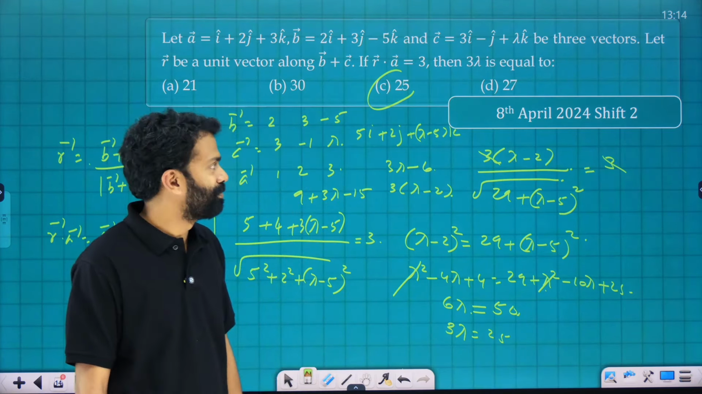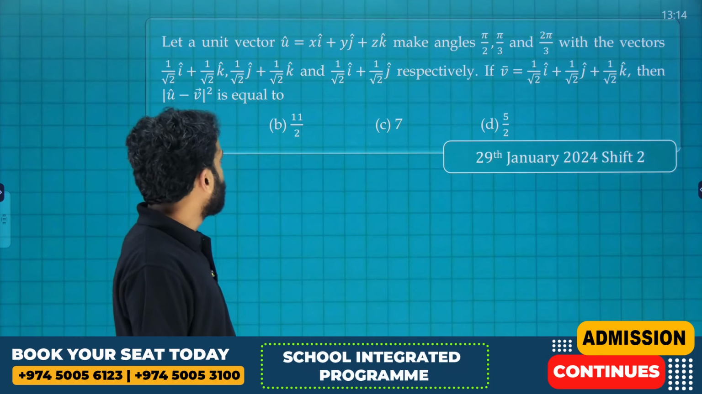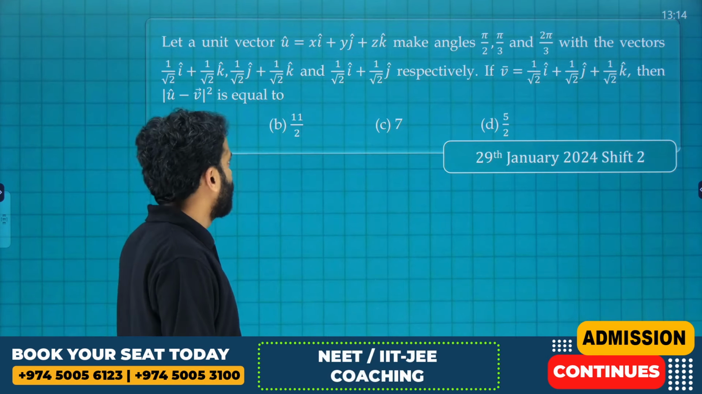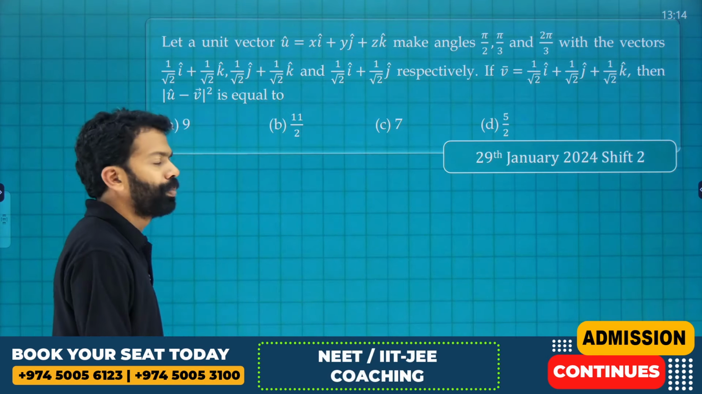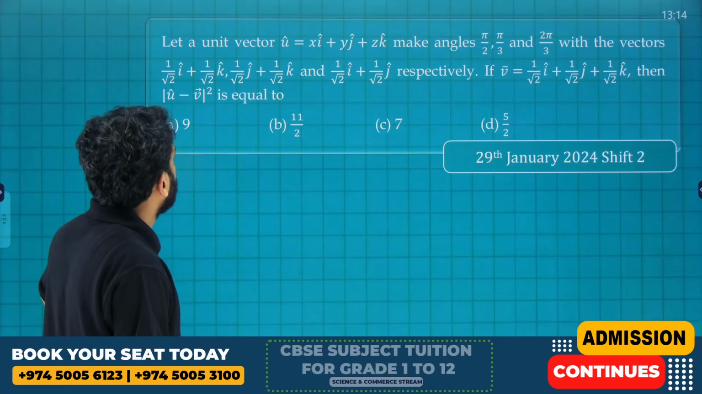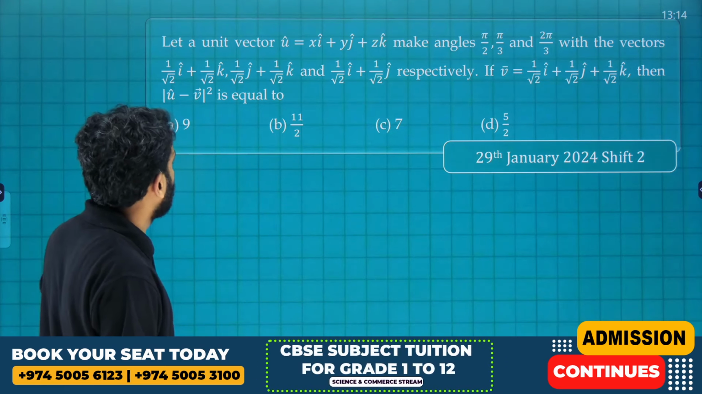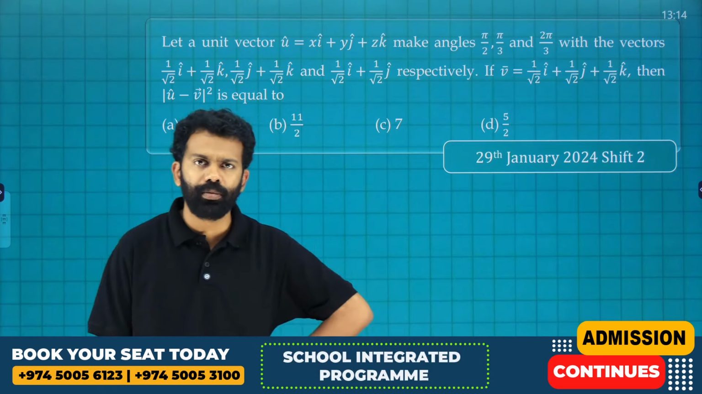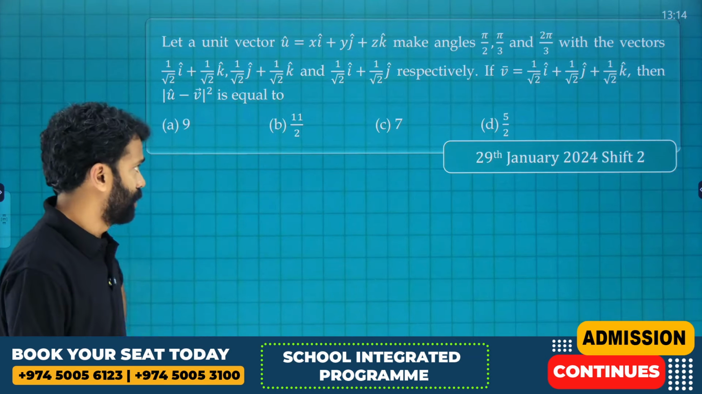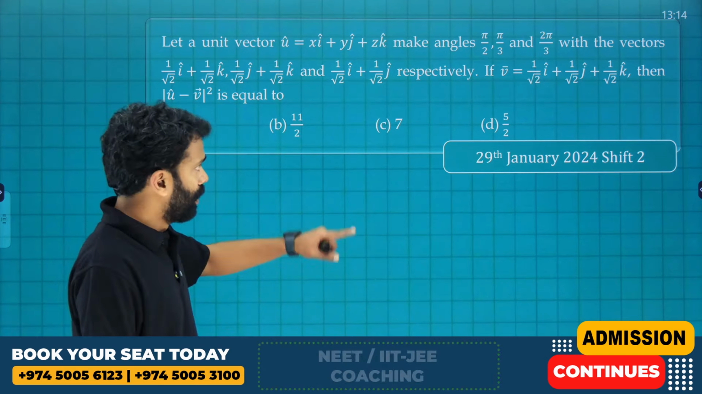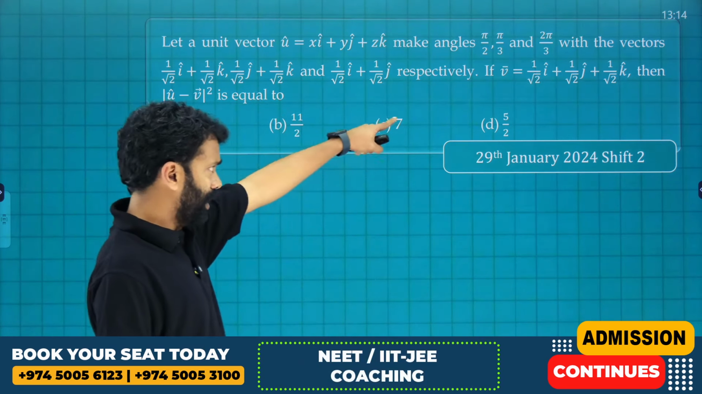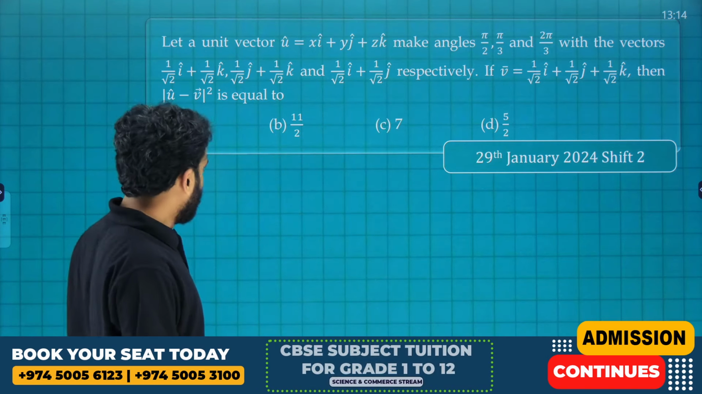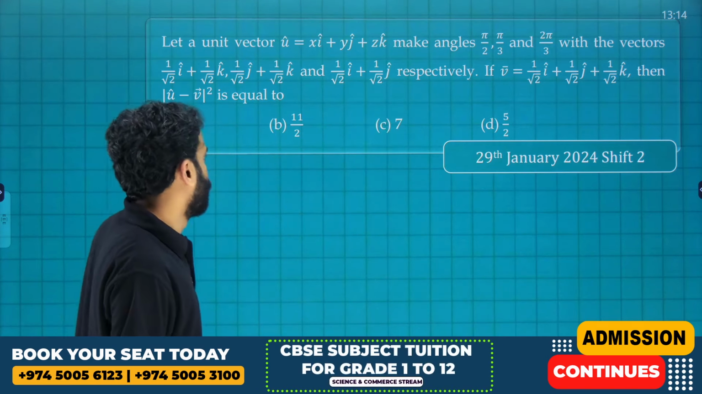The next question. A unit vector u, that is xi plus yj plus zk, makes angles pi by 2, pi by 3 and 2 pi by 3 with three vectors: i by root 2 plus k by root 2, j by root 2 plus k by root 2, and i by root 2 plus j by root 2. All 3 are unit vectors. Observe, it's not given in the question, but it is like that. Another vector v is given: 1 by root 2 i plus 1 by root 2 j plus 1 by root 2 k. Then you need to find vector u minus vector v the whole square, the value of that.